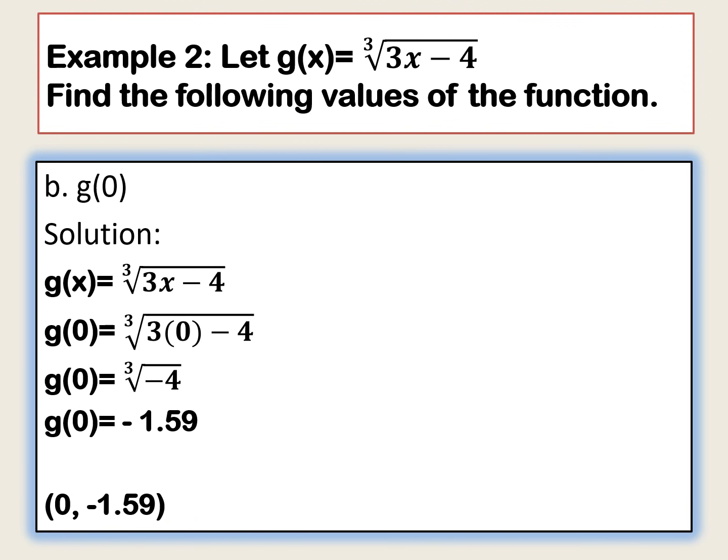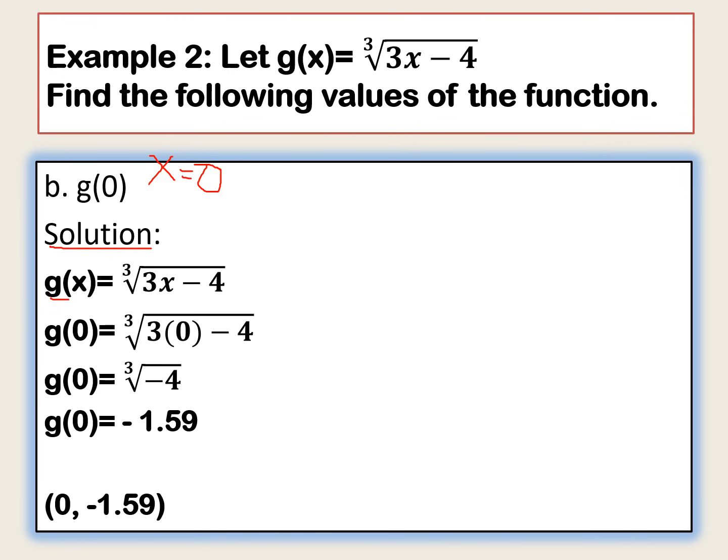Now, in this slide, we have the same function, pero nag-iba yung ating independent variable value dito. Okay? So, let g of x would be equal to the same function, cube root of 3x minus 4. Now, our given value of the independent variable here is 0. So, our x is equal to 0. Now, of course, for our solution, first thing we have to do is to rewrite the given function g of x.